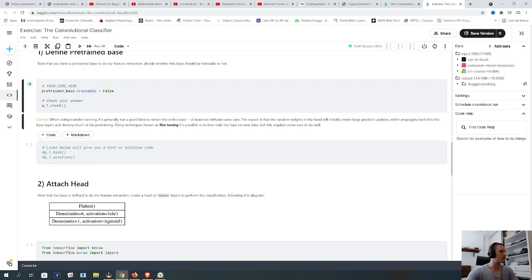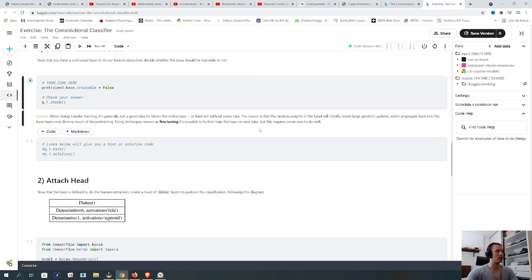Doing transfer learning, it's generally not a good idea to retrain the entire base, at least not without some care. The reason is that the random weights in the head will initially create large gradient updates, which propagate back into the base layers and destroy much of the pre-training. Using techniques known as fine-tuning, it's possible to further train the base on new data, but this requires some care to do well.